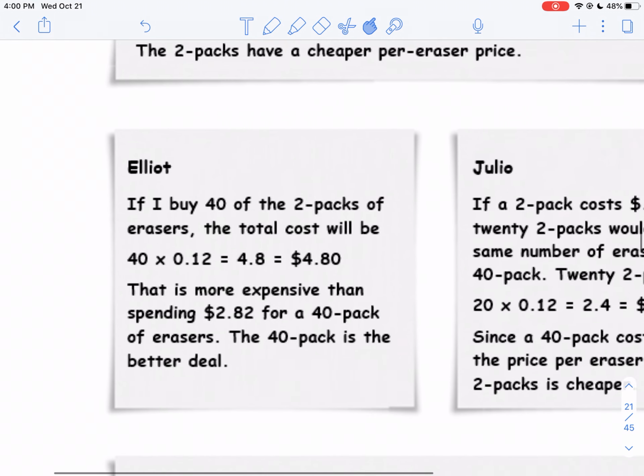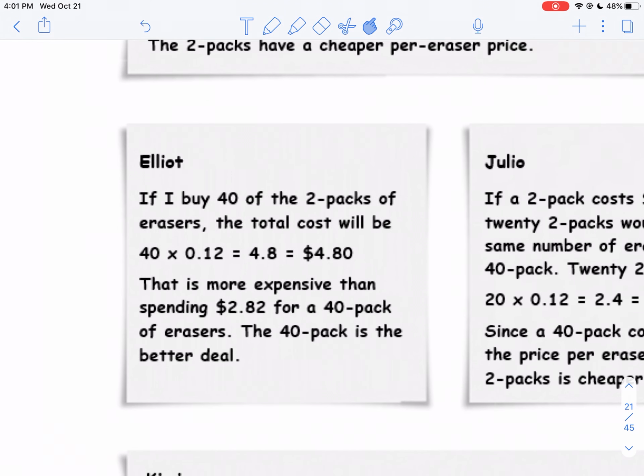Okay, so Elliot says, if I buy 40 of the 2-packs of erasers, the total cost will be 40 times 12 cents, which is 4.8, or $4.80. That is more expensive than spending $2.82 for a 40-pack of erasers. The 40-pack is the better deal. Okay, so already they're disagreeing.